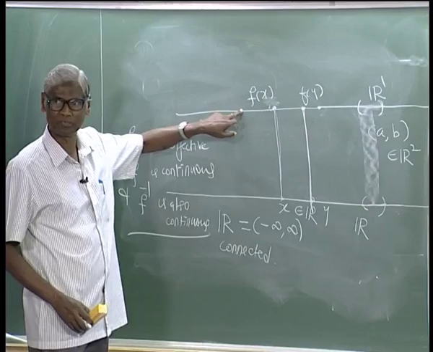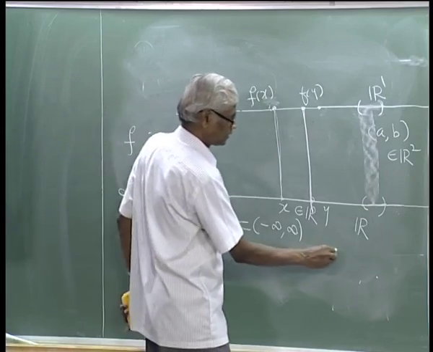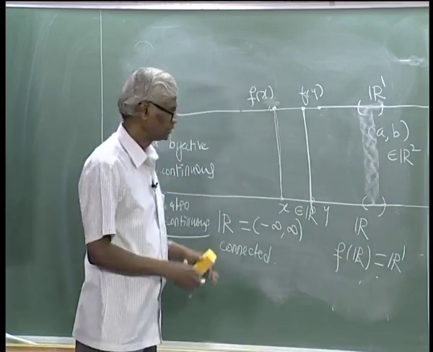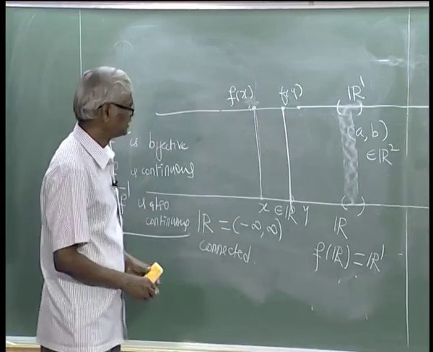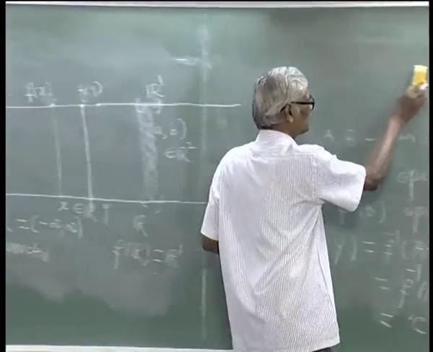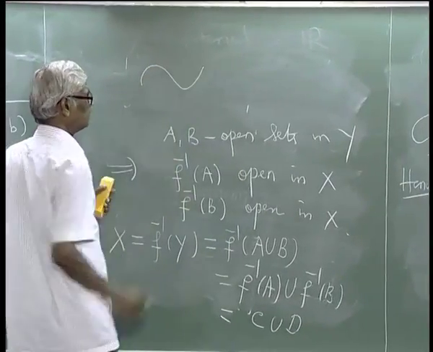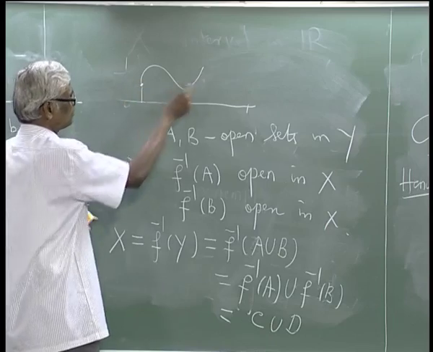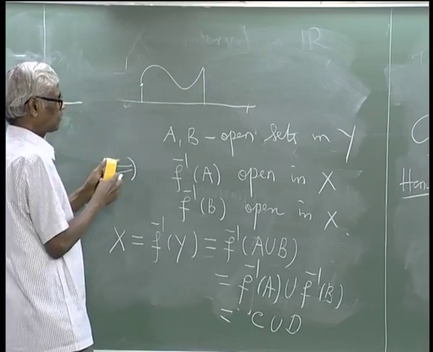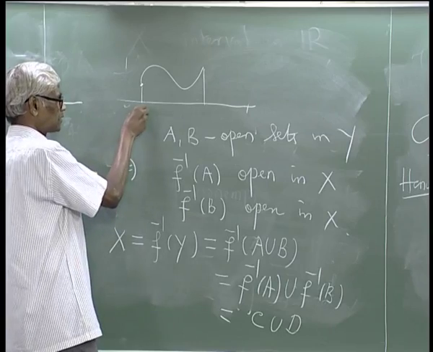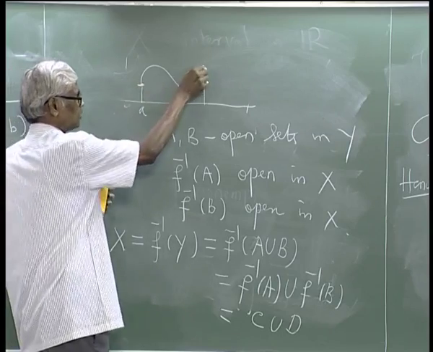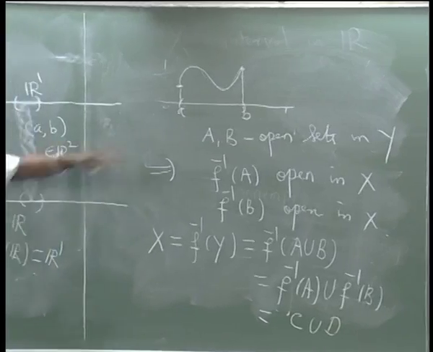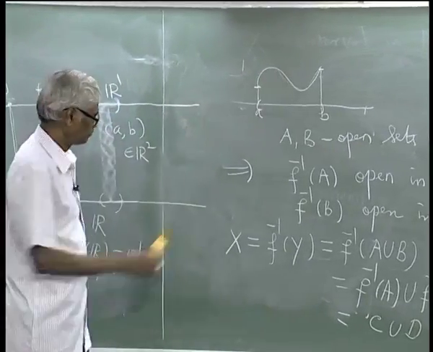This function f is continuous and f of R, the image, is R prime, it is onto also. So, R is connected implies this line is connected. Not only this, that is why we have seen that if you take a curve, we can find a continuous function from some interval to the curve. In fact, we can prove that if the endpoints are not there, there is a continuous function from the open interval to this arc, then that arc is also connected.